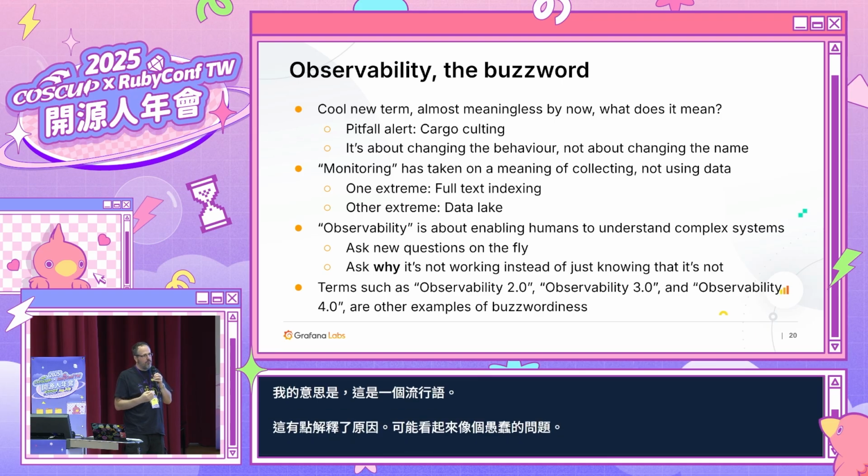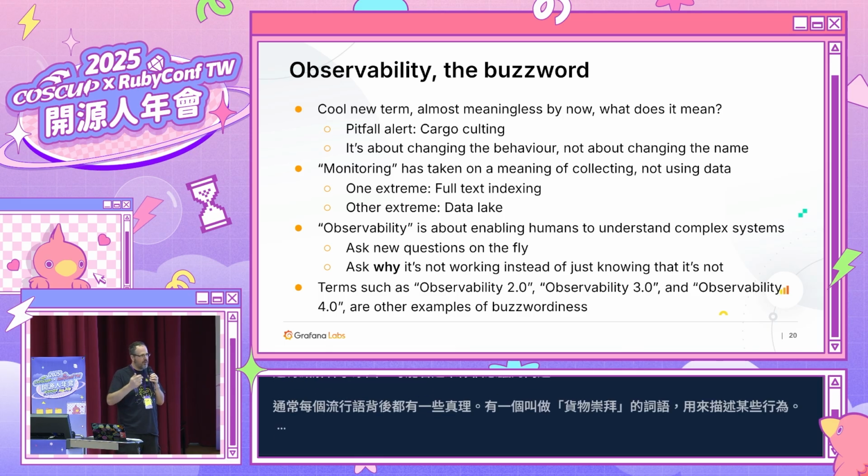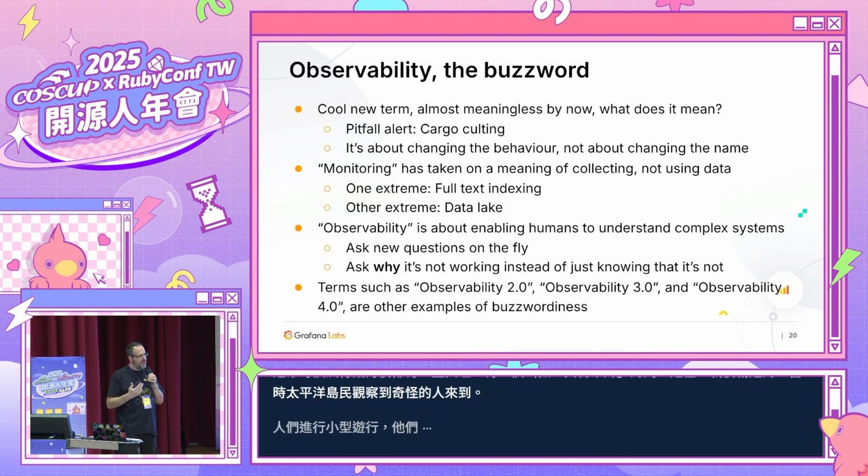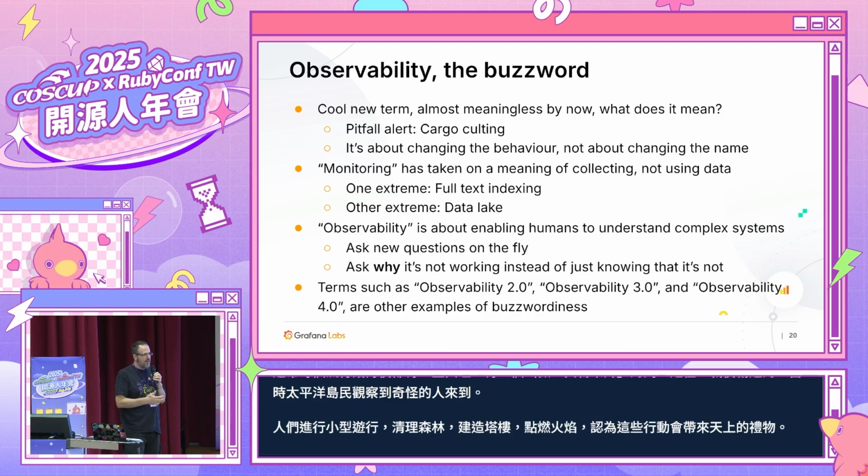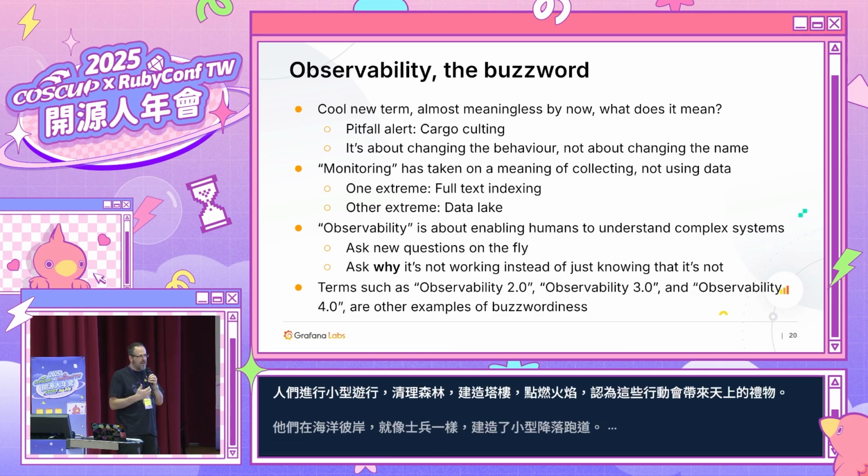There's usually a kernel of truth to any buzzword. There's something called cargo culting, a term coined after the Second World War, where Pacific Islanders observed strange people coming, doing little marches, clearing forests, building towers and fires, and then gifts started coming from heaven and over the seas. Those were soldiers, and they built small landings on the islands, and then planes and ships dropped cargo. But the islanders didn't understand this.